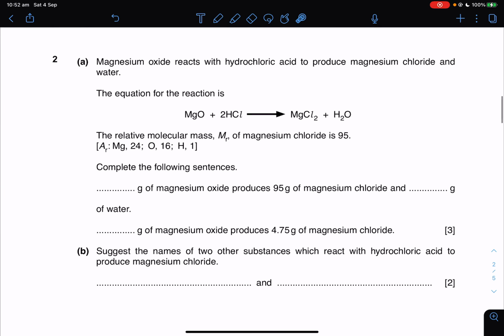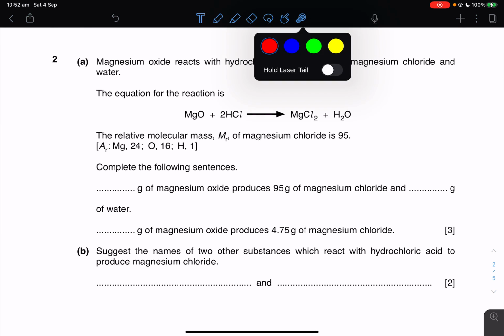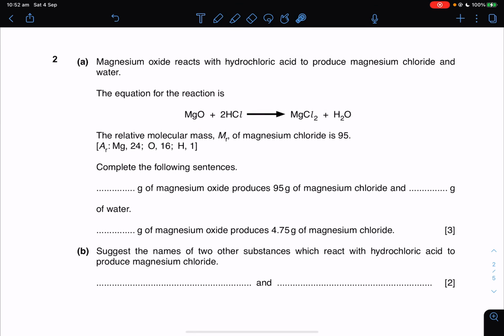So moving on to the second question. We have magnesium oxide. As you know, magnesium oxide is an oxide of metal, so a metal oxide is going to be a basic oxide. And then you have HCl, which is an acid. So you have a basic oxide and also an acid.